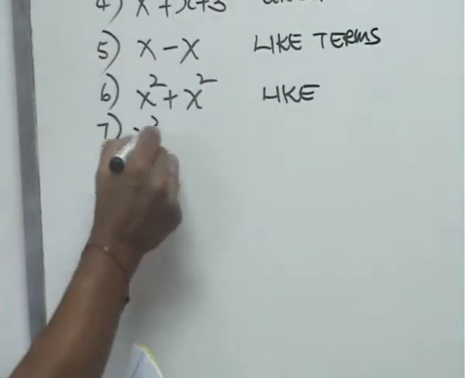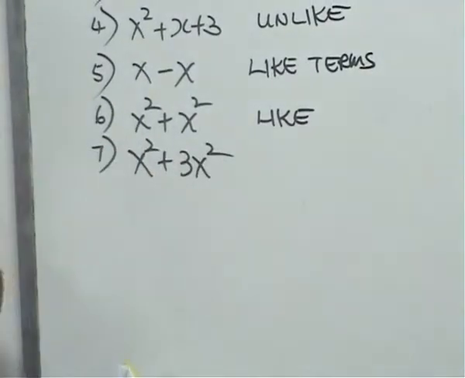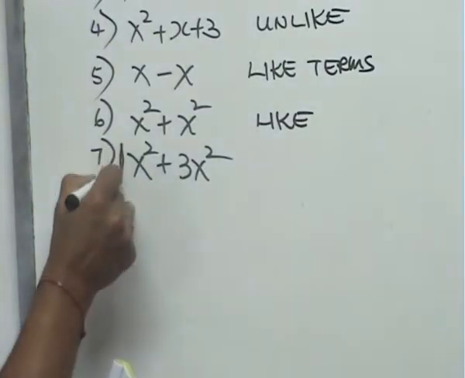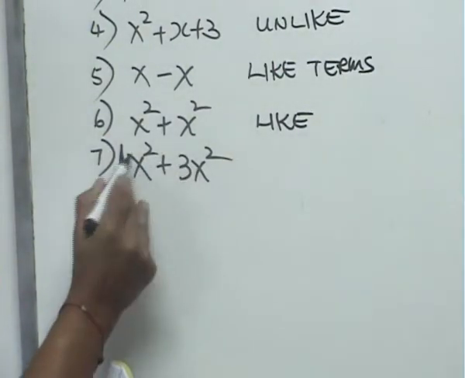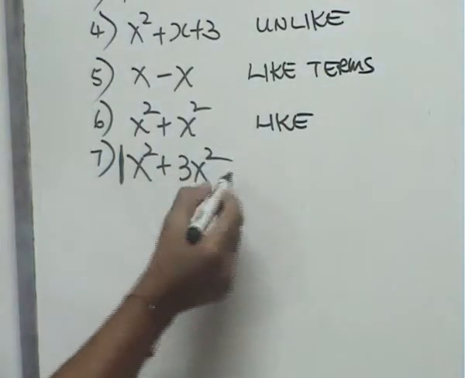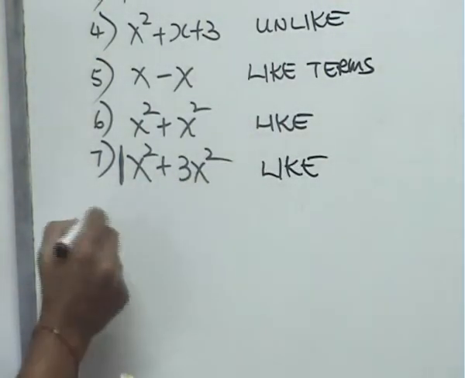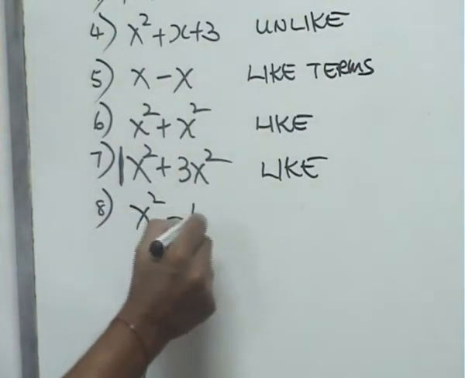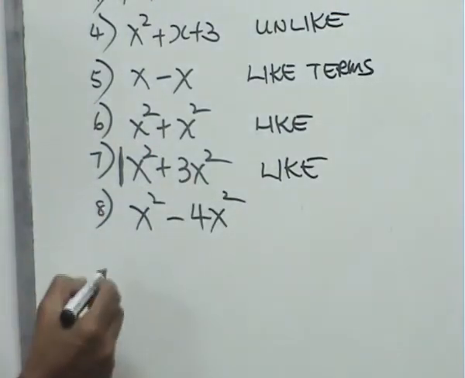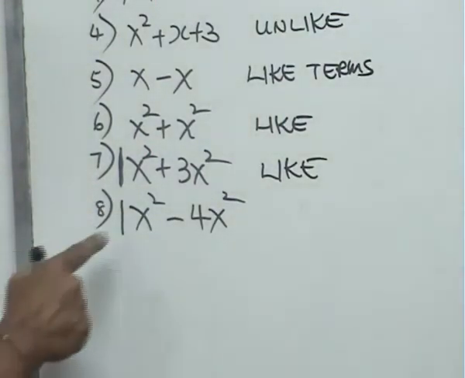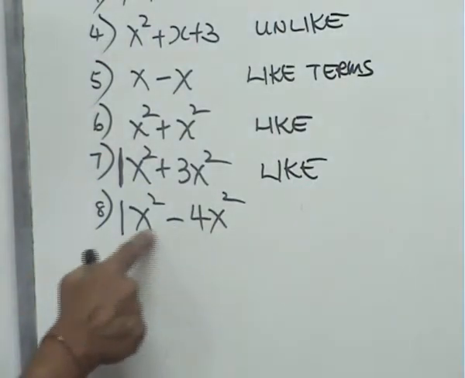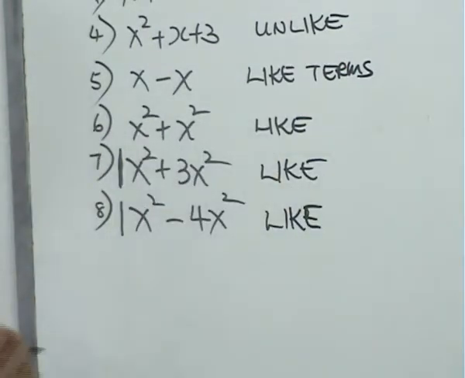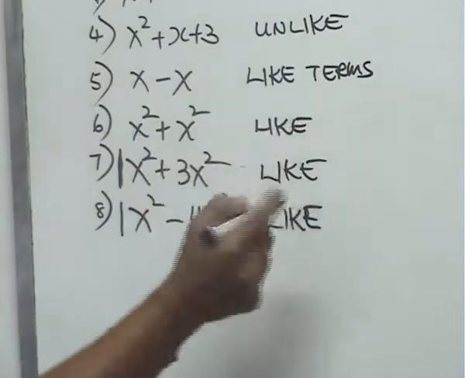Number 7. X squared plus 3x squared. Now, I don't have to worry about the number. The number here is understood to be 1. The number here is 3. But I don't have to worry about the numbers. I must only worry about the powers. X squared. The powers are the same, so this is like. Number 8. X squared minus 4x squared. Once again, the number 1 is understood. I don't have to worry about the numbers. I must only worry about the powers. X squared and x squared, these are like. Alright, I'm going to move across now onto the other side.